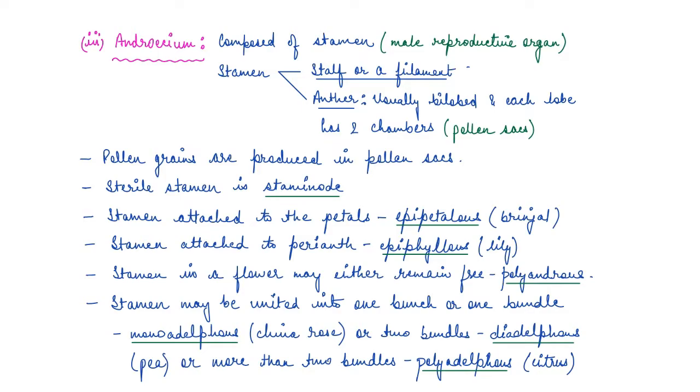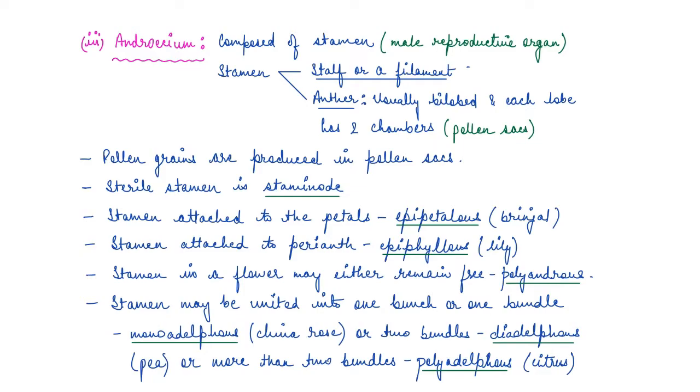So the stamens of a flower may be united with other members such as petals and sepals. So when stamens are attached to the petals, it is known as epipetalous, and it happens in brinjal. And when stamens are attached to the perianth, then it is known as epiphyllous. Okay, so as in the flower of lily, right? Now, in some cases, stamens in a flower may either remain free, which is polyandrous, or they may be united to a certain degree, right? So they might be united to a certain degree as well.